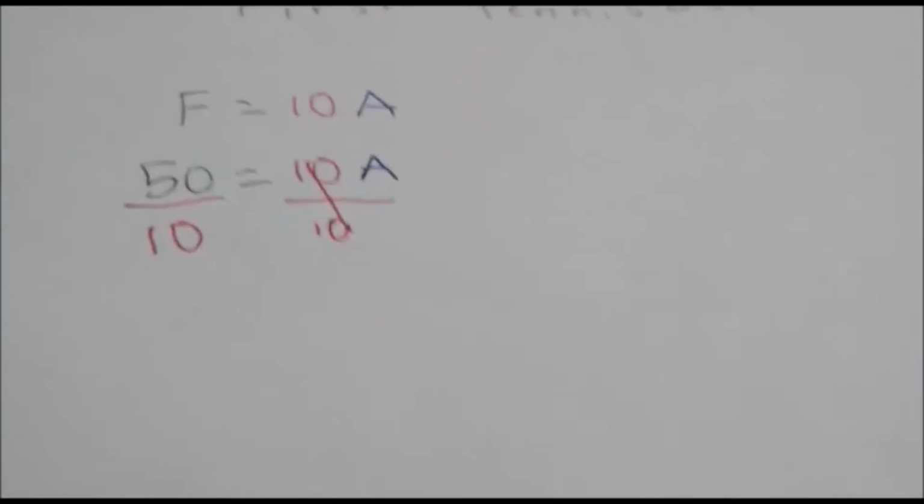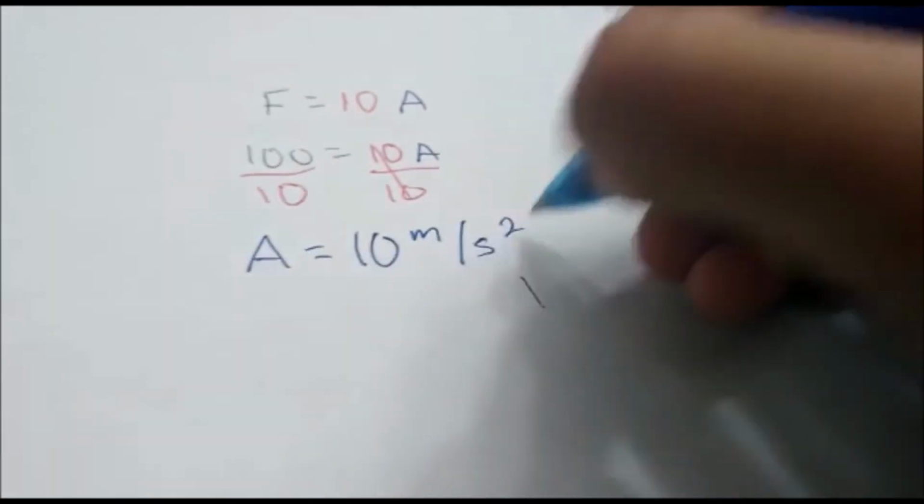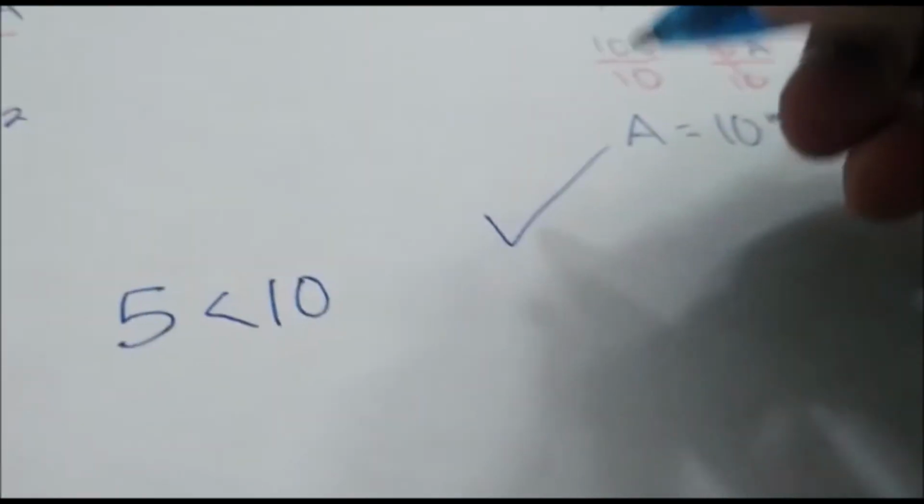So with this, for the first tennis ball, we're going to get an acceleration of 5 meters per second squared. And for the second tennis ball, we'll get an acceleration of 10 meters per second squared. So obviously 5 is less than 10, which means the ball with the higher force had a higher acceleration, which proves that theory as well.